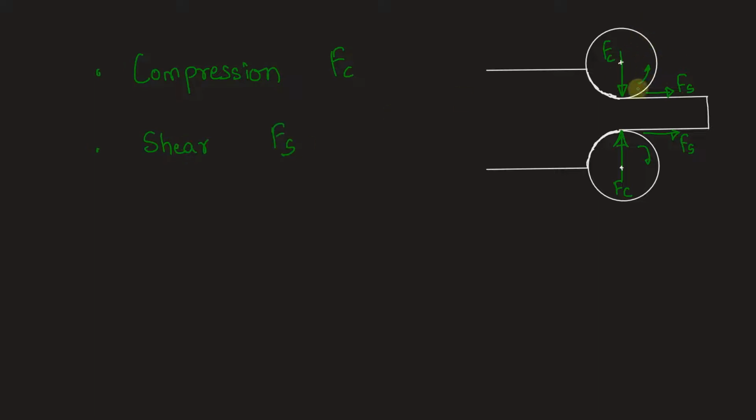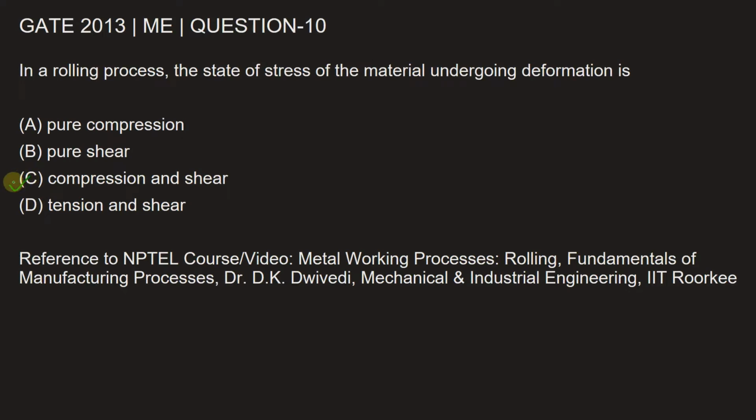It might seem like only compression is being applied, but we need to consider the sliding motion happening between the sheet and the rollers, because the rollers are not stationary, they are rotating. Let's go back and mark the correct option. Option C, compression and shear. In the rolling process, the state of stress of the material undergoing deformation is under compression and shear.